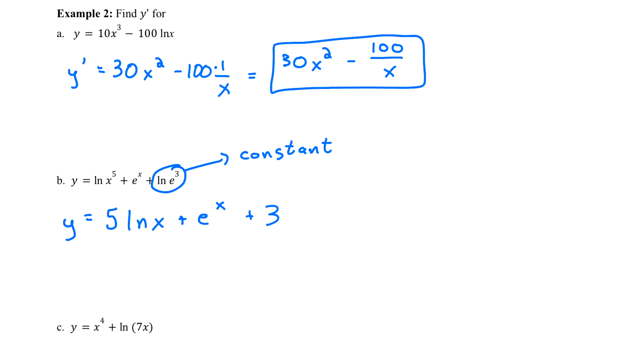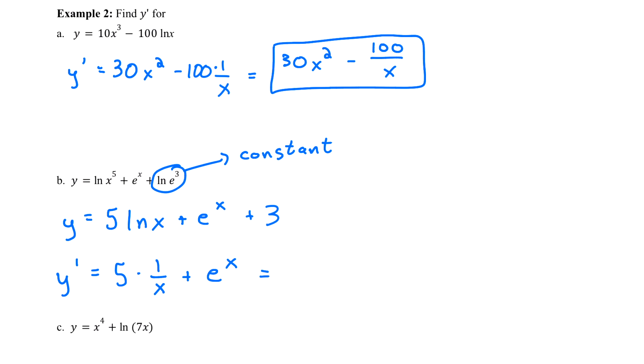This is not y prime or dy over dx. So okay, I still need to take my derivative. So y prime is going to be 5 times the derivative of natural log of x. Well, that's 1 over x. Plus the derivative of e to the x. That's e to the x. And the derivative of 3, well, that's just 0.